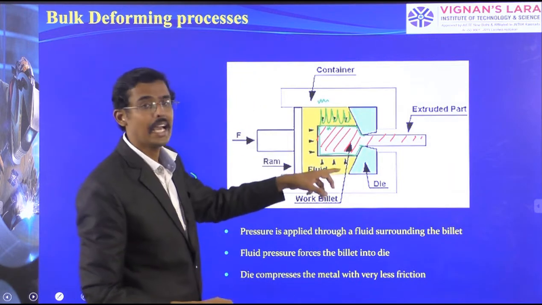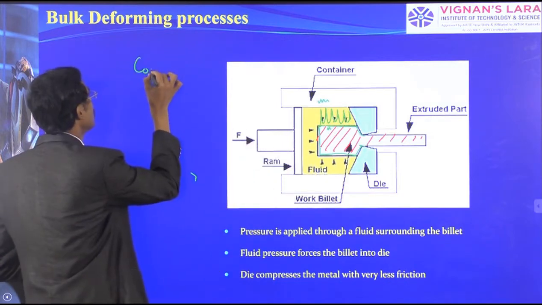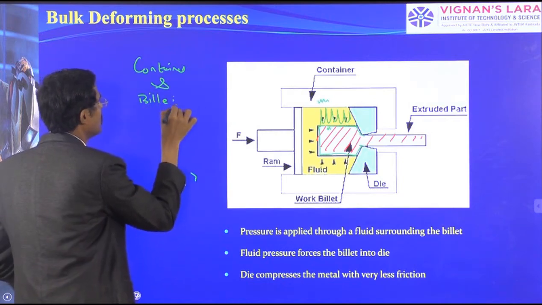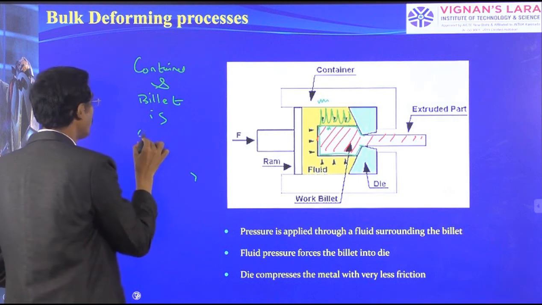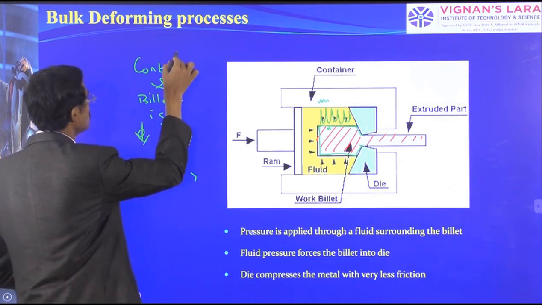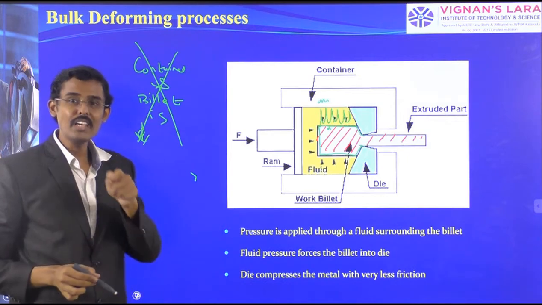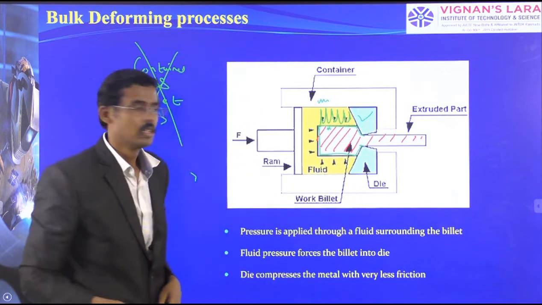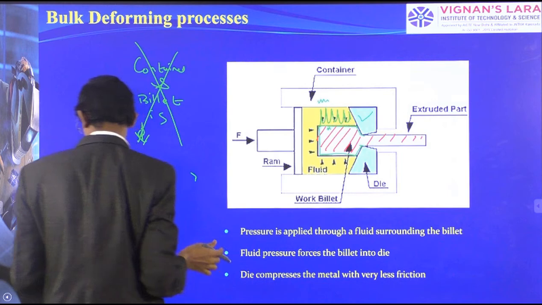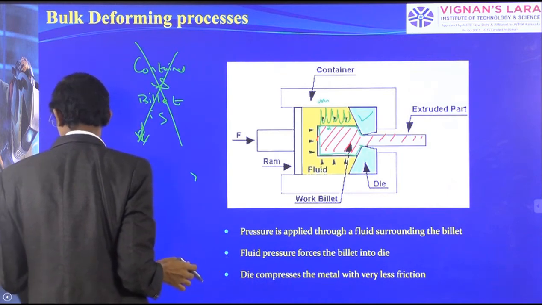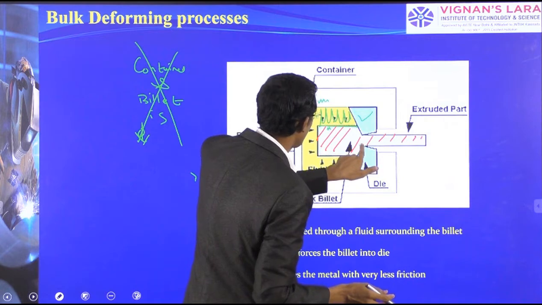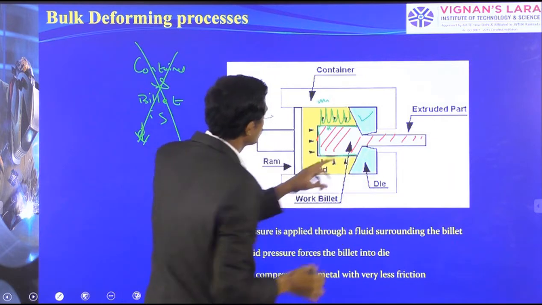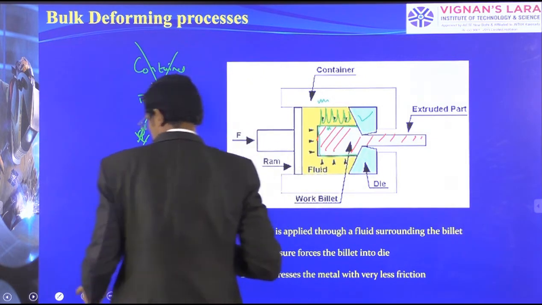Therefore, this friction does not happen between the container and billet; it is avoided or reduced. Then friction happens only with the die. So here, this point I am not having, this point I am not having. I have it only at these points. This I have reduced. So at this point, the billet is going to be in contact.